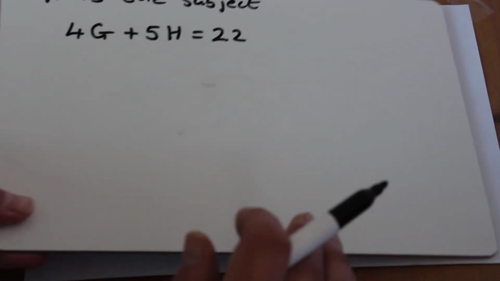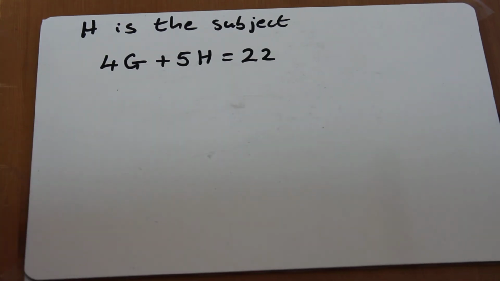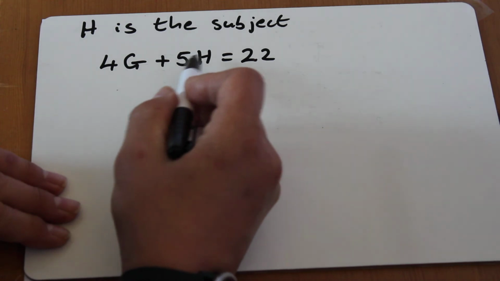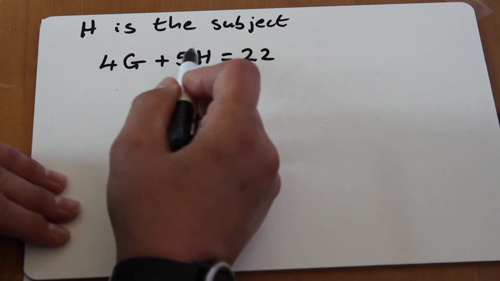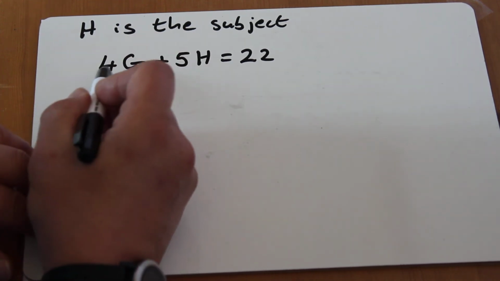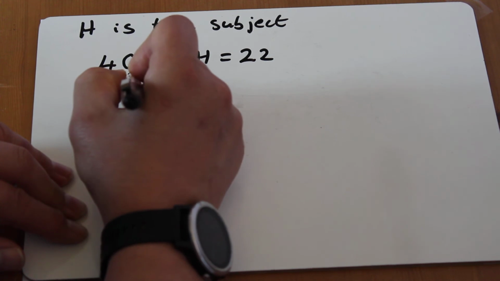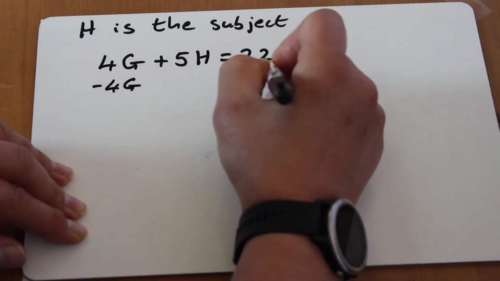Okay, and then the final example here. So here you can see that we want to make h the subject of the formula, which means we want to have the 5h firstly on its own, and then we'll eliminate it down to just h. Which means we want to get rid of the 4g. So that means we subtract 4g from both sides.